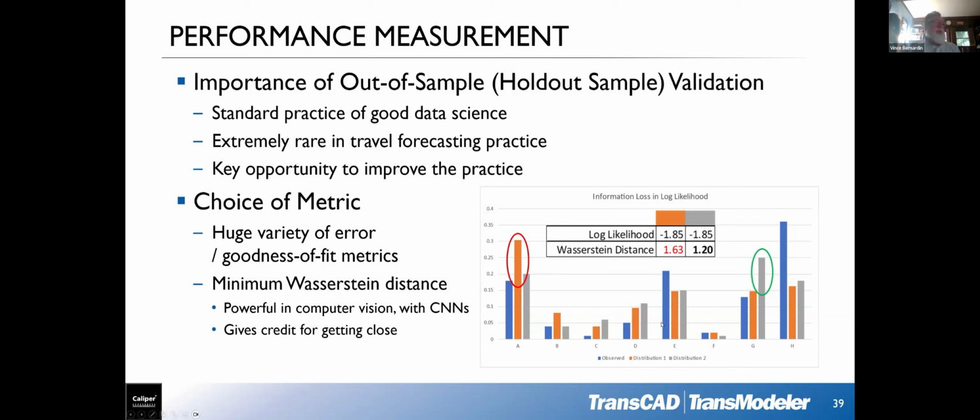And this is my little toy example I like to illustrate. Here in blue is the observed distribution, or the observed data. And then we have two models, an orange model and a gray model.